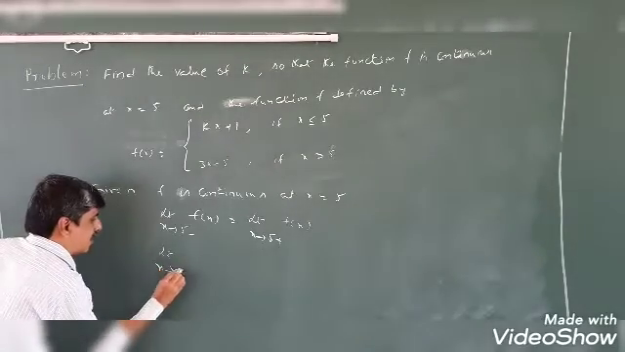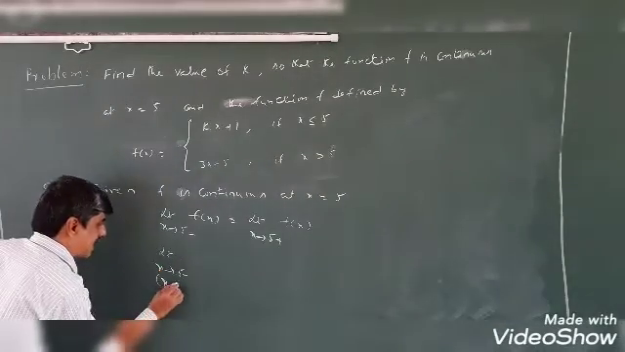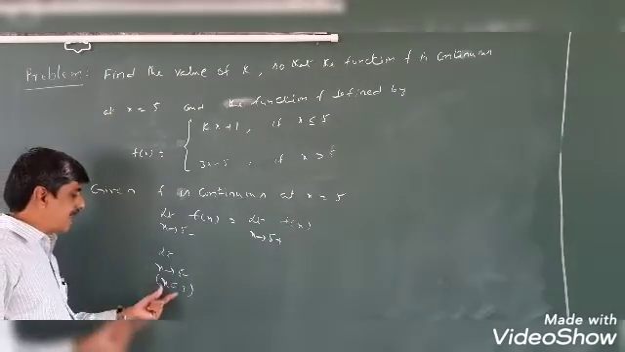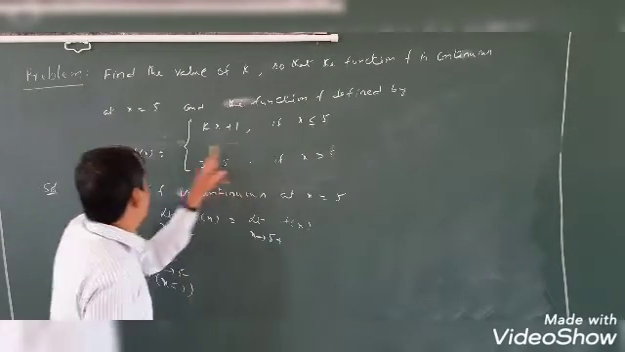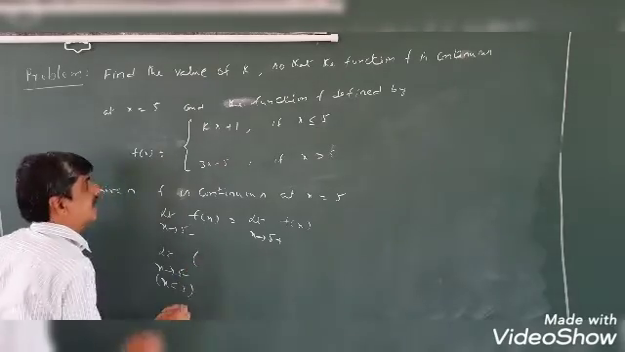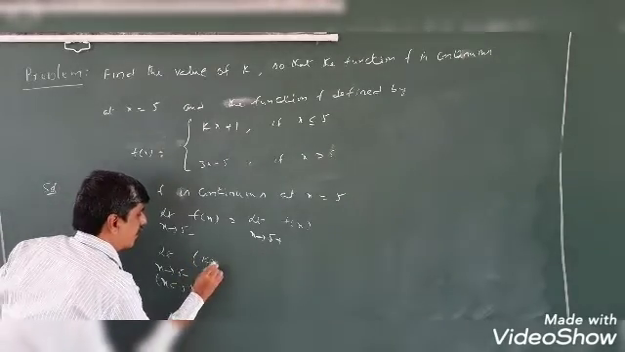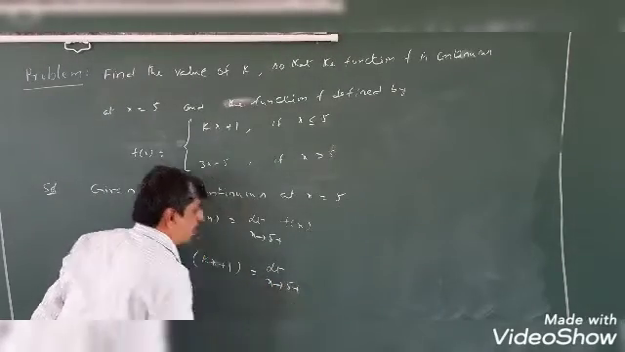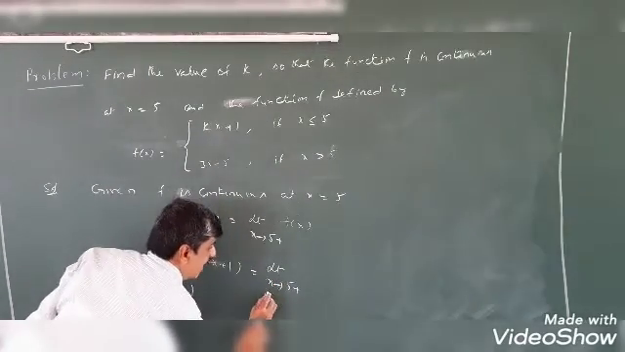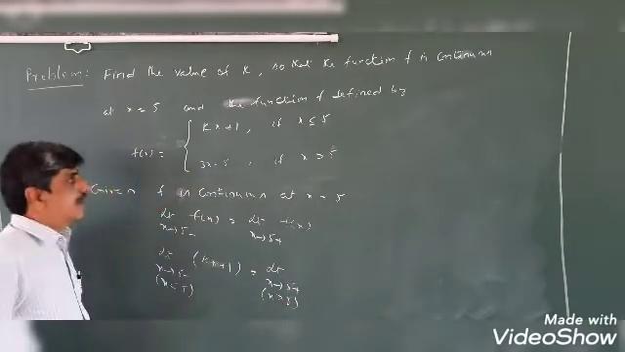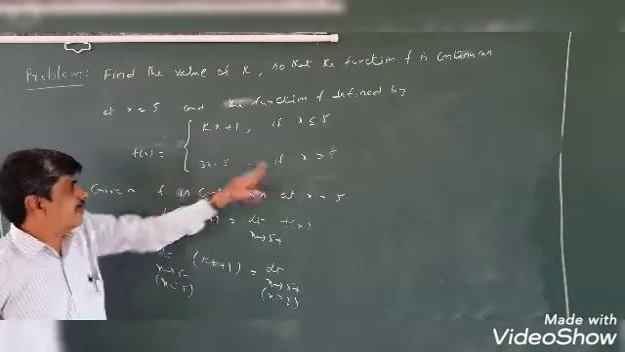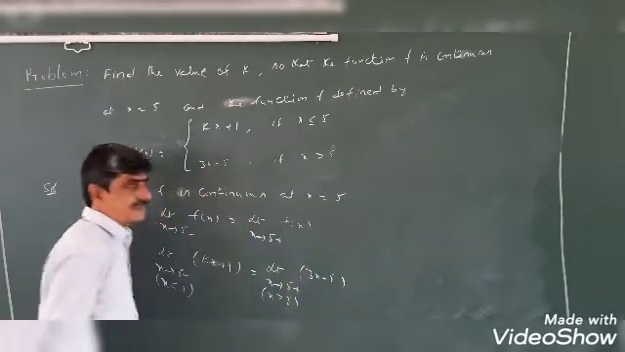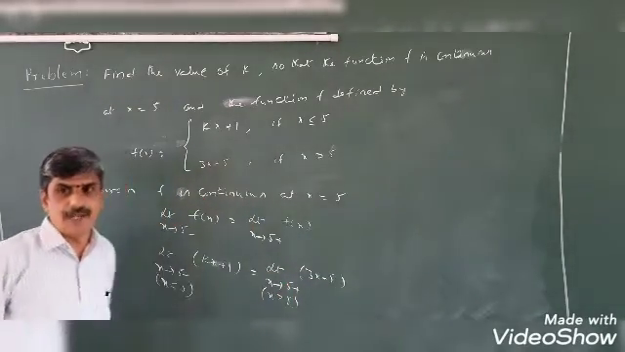Limit x tends to 5 minus means x less than 5, the left hand side of 5. So if x is less than 5, f of x is equal to how much? kx plus 1. This is equal to limit x tends to 5 plus, the right hand side of 5, which means x greater than 5. So if x is greater than 5, f of x is defined as 3x minus 5. So then find the limit values.